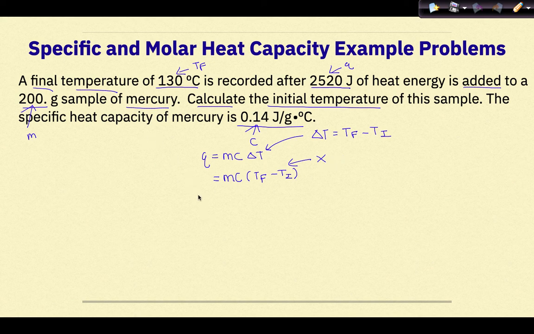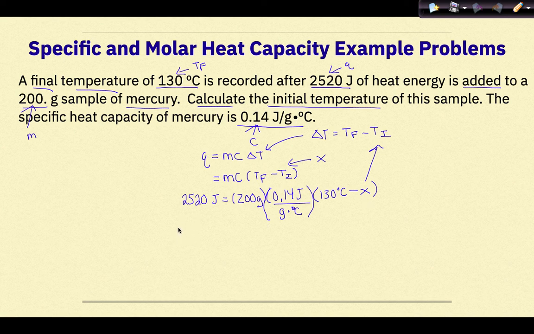So the Q that is given to me here is 2,520 joules. The mass is 200 grams. My specific heat capacity is 0.14 joules per gram degree Celsius. Okay, that whole thing right there. Excellent. Now, temperature final minus temperature initial. My final temperature is 130 degrees Celsius minus X. X is my initial temperature and what I'm solving for. What I am going to do here is the distributive property.